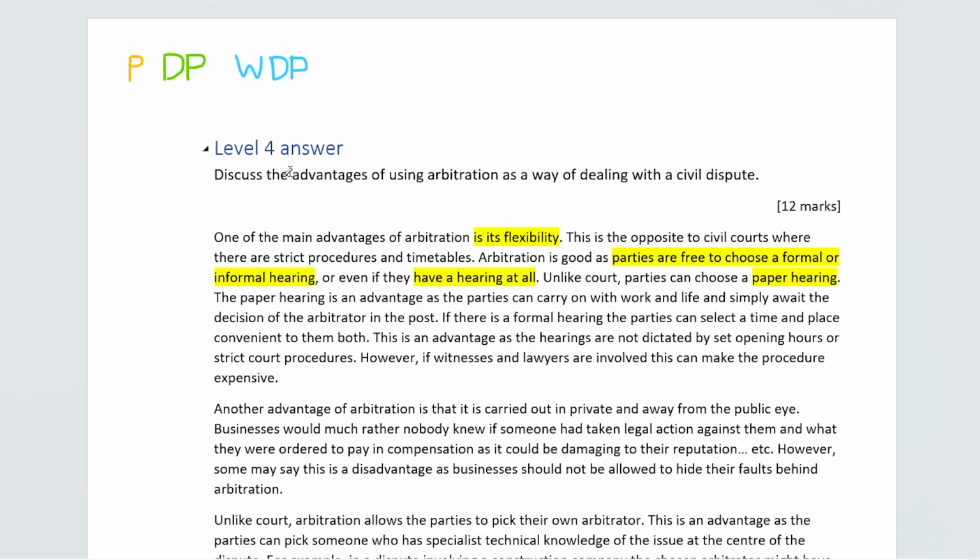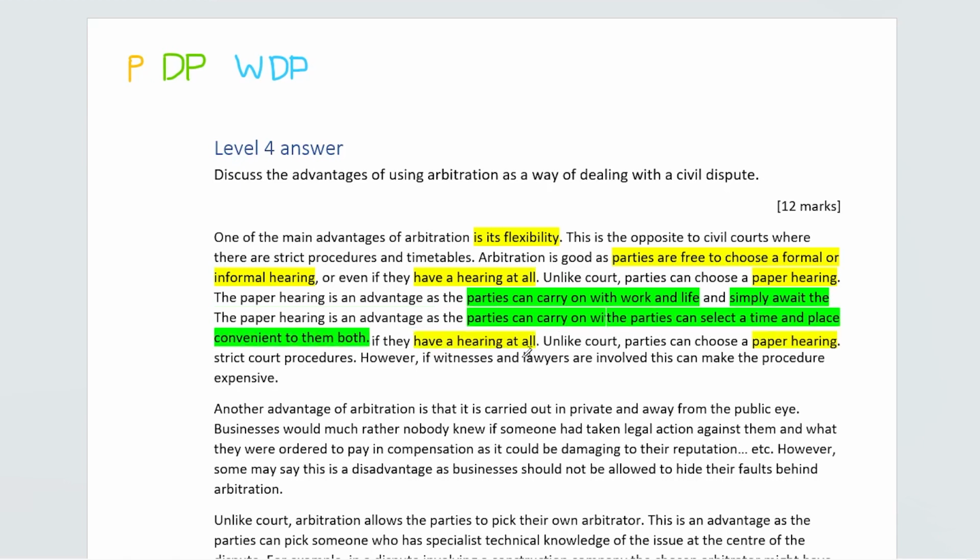This is him developing his point, explaining why it's an advantage. It's an advantage as parties can carry on with their work and life, simply await the decision of the arbiter in the post. If there's a formal hearing, the parties can select a time and place convenient to them both. And he's further developing his other second point, formal hearing. The parties can select a time and place convenient to them both.